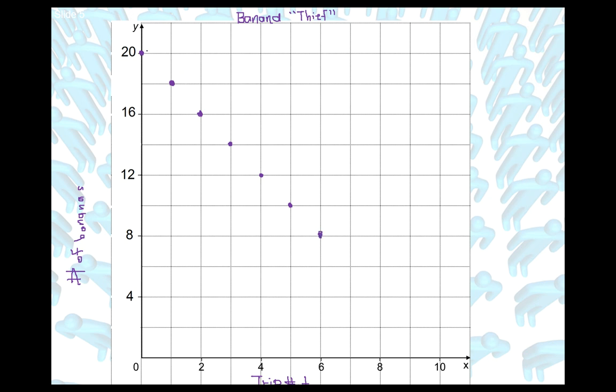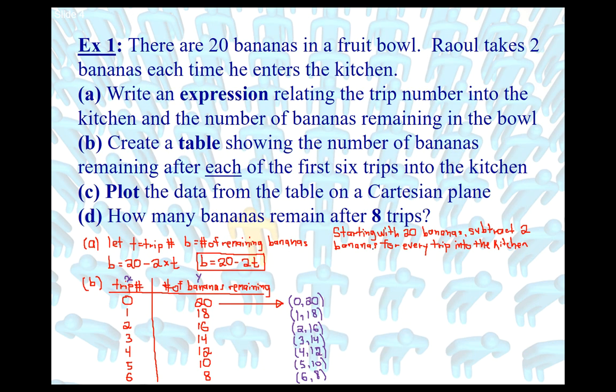Okay, so this clearly is a linear relation because you could take a ruler and make a straight line go through the data points. Okay, so that's my graph. Now, part D says how many bananas are remaining after 8 trips. Well, there's actually 3 ways you could do this. You could just extend the table of values down to trip number 8, and in which case I think after trip 7 you'd have 6 left, and after trip 8 you would have 4 left.